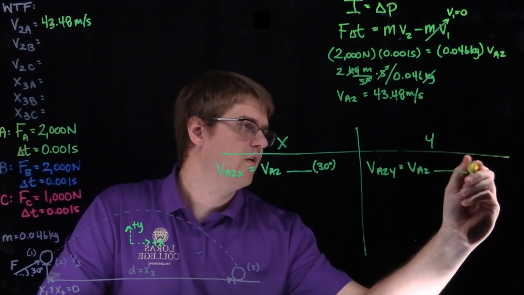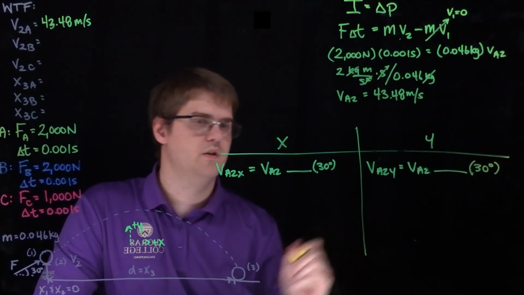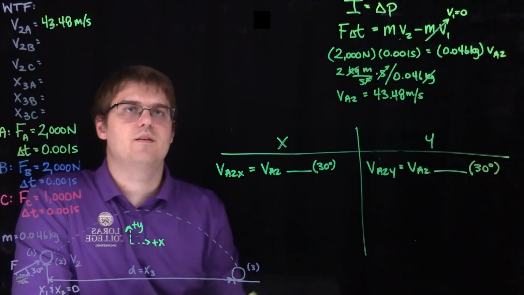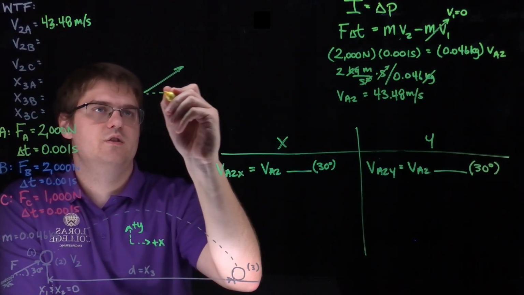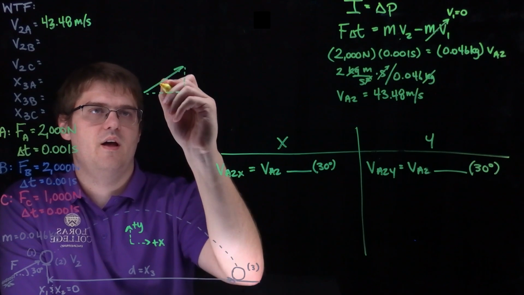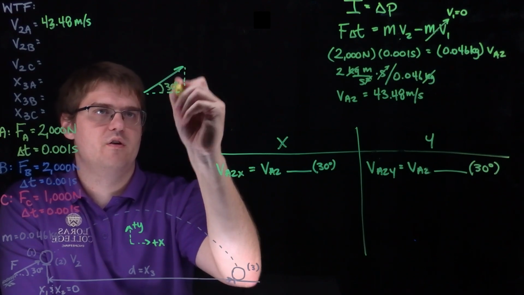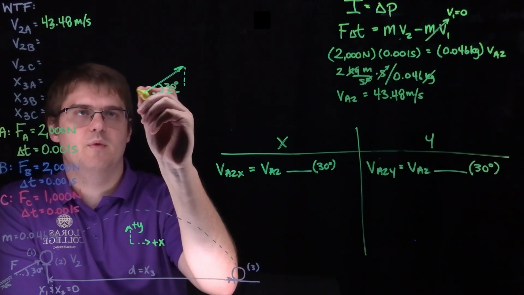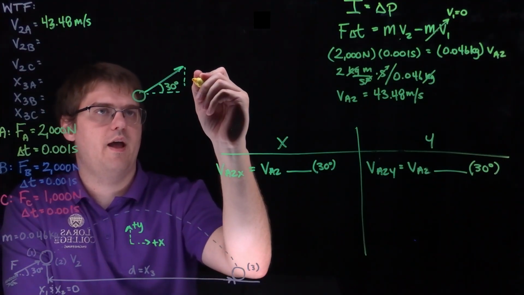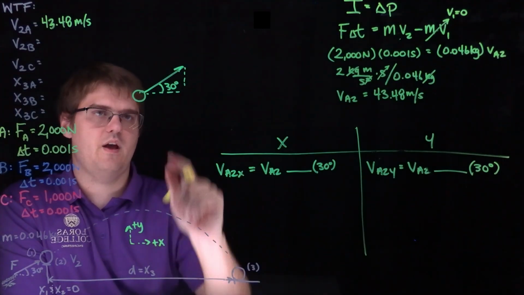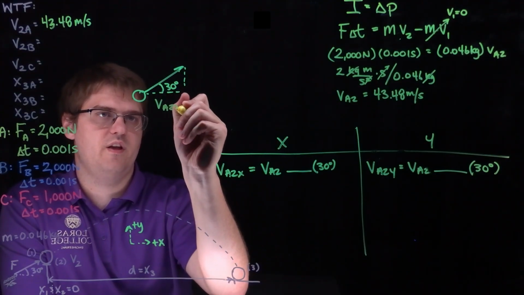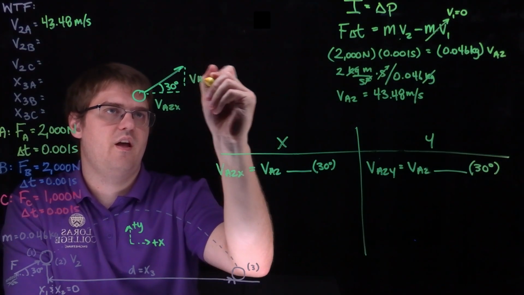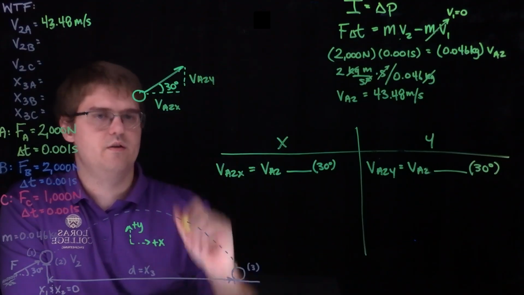Something of 30 degrees. And what that something is, well, let's go ahead and look at it. My velocity is going in this direction. I have a 30-degree angle here. This is my golf ball. This is VA2 in the x, and this is VA2 in the y.